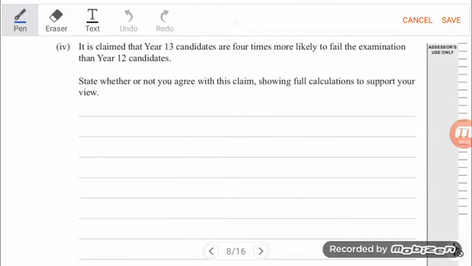It is claimed that year 13 candidates, so here they're claiming something, are four times more likely to fail the examination. Now, this is comparative risk, okay? So when you're doing comparative risk, you need one risk and the other one, and you need to divide one by the other. What are they actually asking here? Well, we need year 12's failing, and we need year 13 failing.